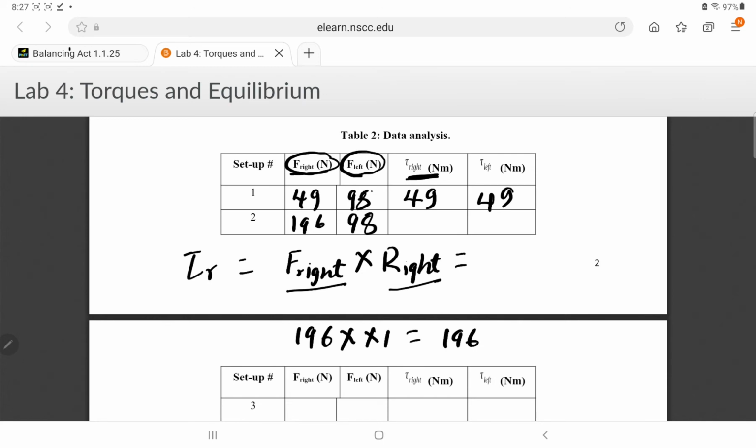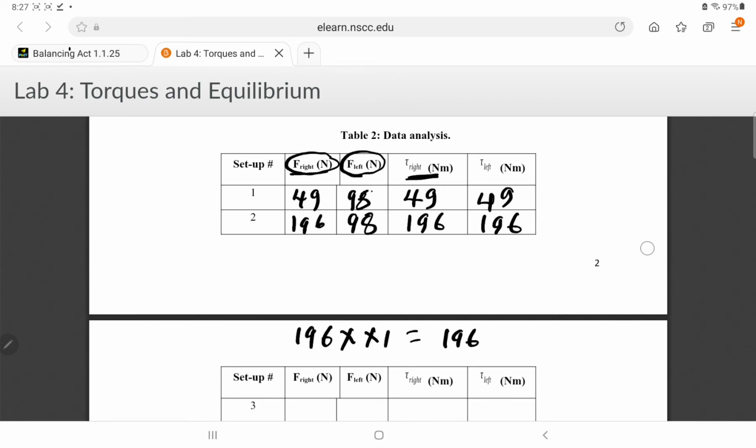So for the left, F left, and let me write it down here, 196 on the right, and this is for the left. So F left was 98, and what is the distance? R left, that was 2. If you multiply 98 with 2, it will be 196. Look here, we get exactly the same value, right?